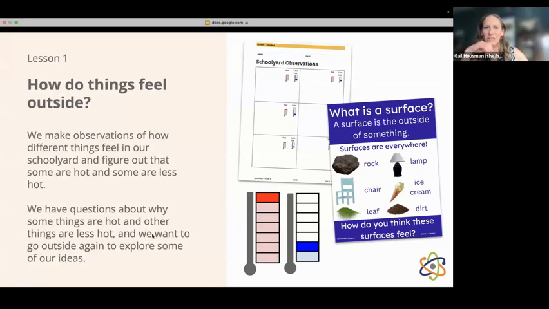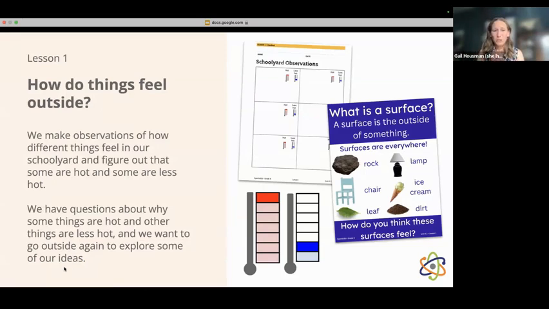In lesson 1, like we experienced, kids actually get to go outside and make direct observations of things in the schoolyard. We figure out that some things feel hot and some things feel less hot. And we raise our questions about why some things are hot and less hot. And we decide that we want to go outside again. Our navigation into the second lesson is that we need to be a little bit more thoughtful, and plan a little bit more about what we're going to feel outside and where we're going to feel things to try to answer this question.